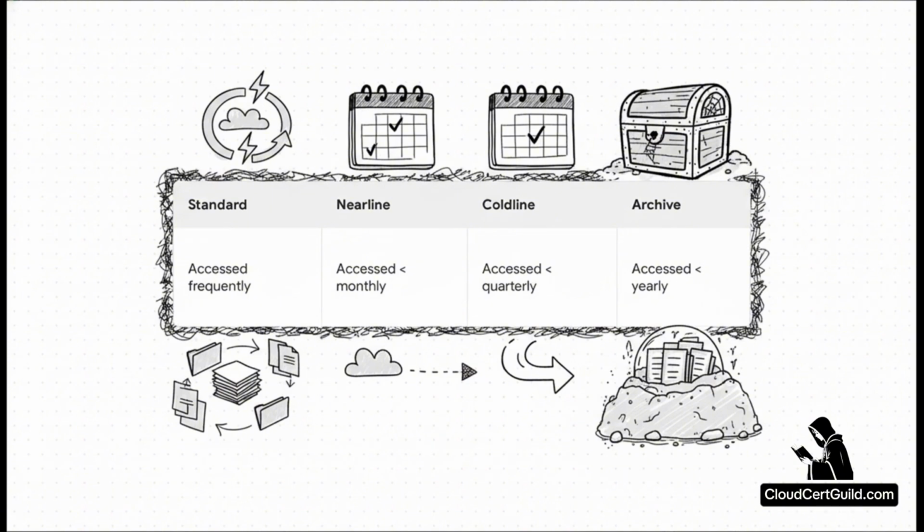If you need it frequently, maybe multiple times a day, you use standard storage. If you only touch it less than once a month, you can use nearline. Less than once every 3 months, that's coldline. And for data you might only access once a year, if that, you use archive storage.